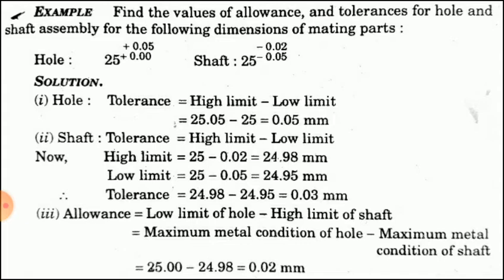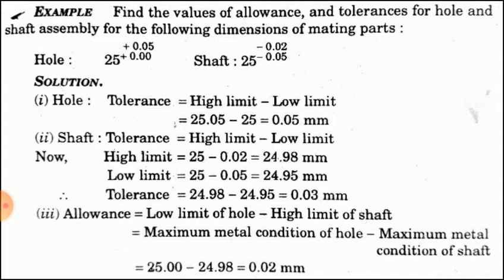Now find the tolerance for the shaft. The high limit will be equal to 25 minus 0.02, which is the upper or high limit of the shaft, that is 24.98 mm. Now find the lower limit of the shaft, that is 25 minus 0.05, which equals 24.95 mm. Now find the tolerance for the shaft. It is the upper limit of the shaft minus the lower limit, so 24.98 minus 24.95 equals 0.03 mm. That is the tolerance for the shaft.